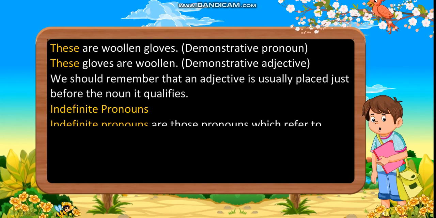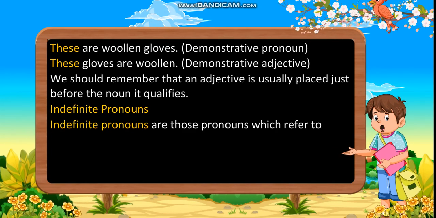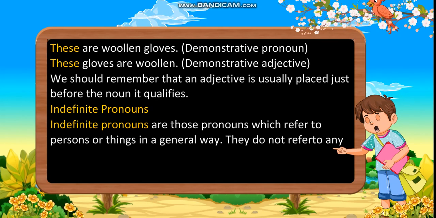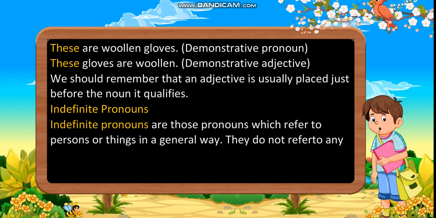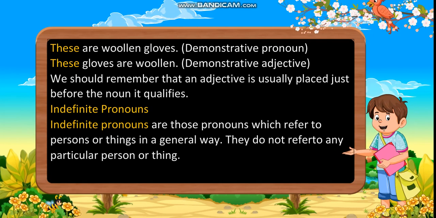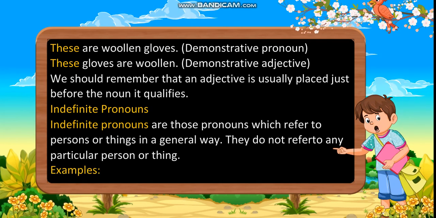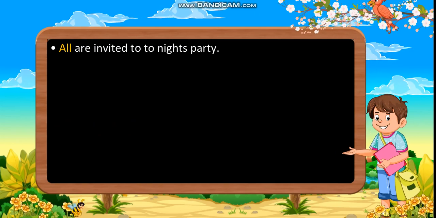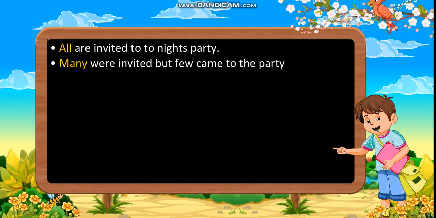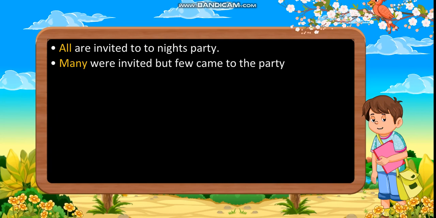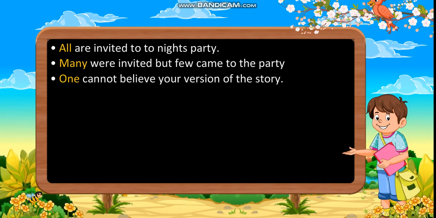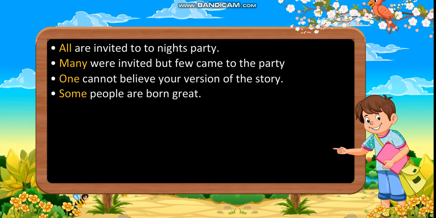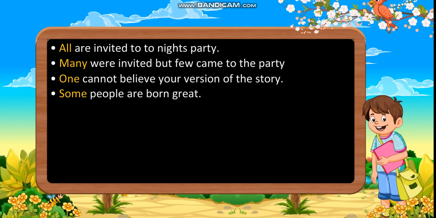Indefinite pronouns. Indefinite pronouns are those pronouns which refer to persons or things in a general way. They do not refer to any particular person or thing. Examples: All are invited to tonight's party. Many were invited, but few came to the party. One cannot believe your version of the story. Some people are born great.